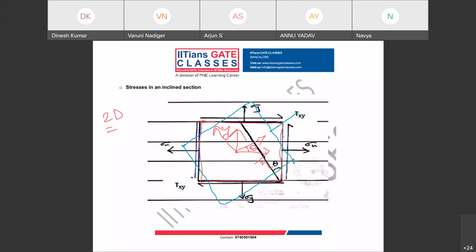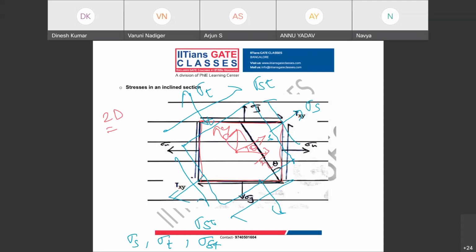So there will be a stress along this direction. Suppose I take this as the S direction and this as the T direction. My rotated coordinates are S and T. So this is your sigma S, this is sigma T, and the corresponding shear stress you will have is sigma ST. Now can anyone tell what will be sigma S, sigma T and sigma ST? You guys have done stress transformation already, right?